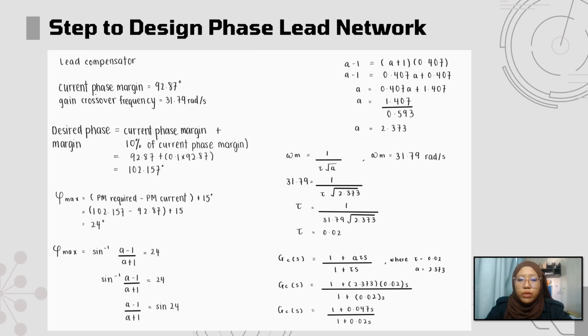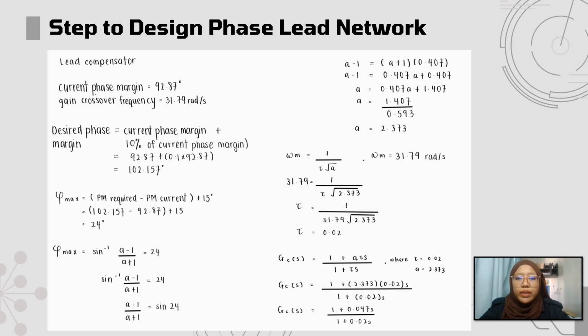Using the phase max value, we can solve for alpha. The formula is phase max equals sine inverse of alpha minus 1 over alpha plus 1. And the value of alpha is 2.373. Using the alpha value, we substitute into the gain crossover frequency, omega m, and solve for tau. The formula of omega m is omega m equals 1 over tau multiplied by square root of alpha. The value of tau is 0.02.